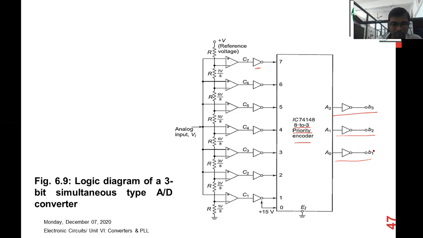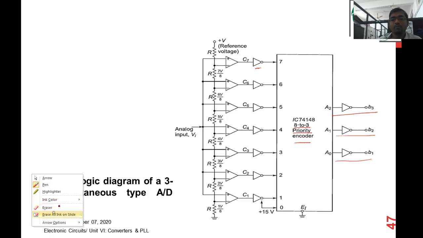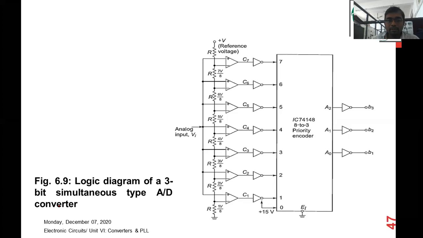Okay. So please note down this diagram also, take a screenshot of this. So this is about the 3-bit flash type A to D converter using IC 74148, 8:3 priority encoder.